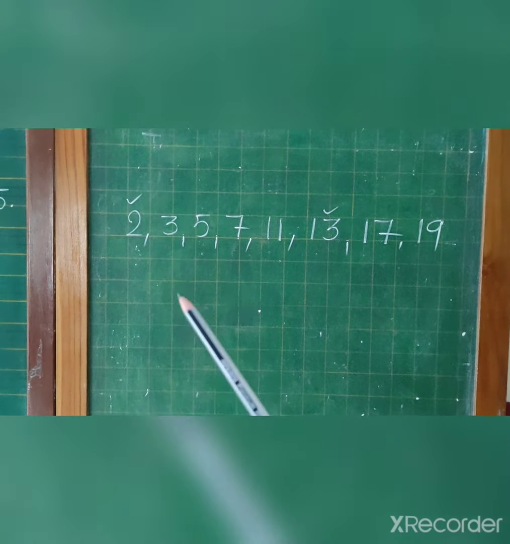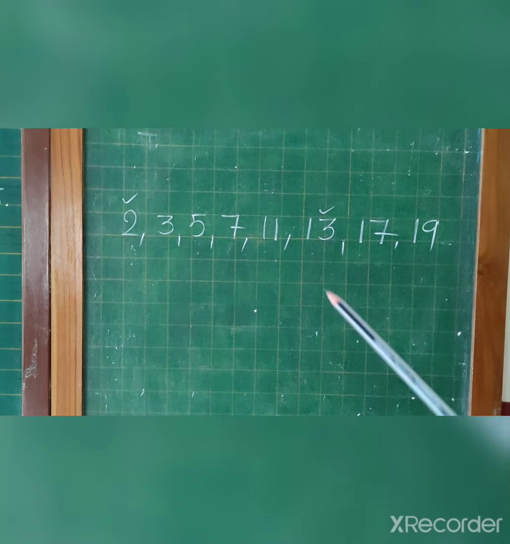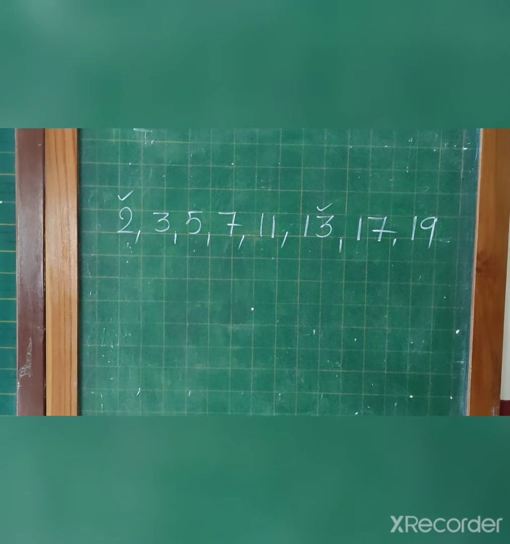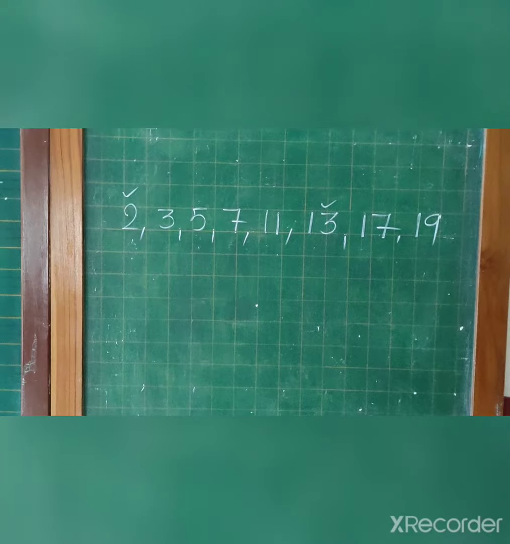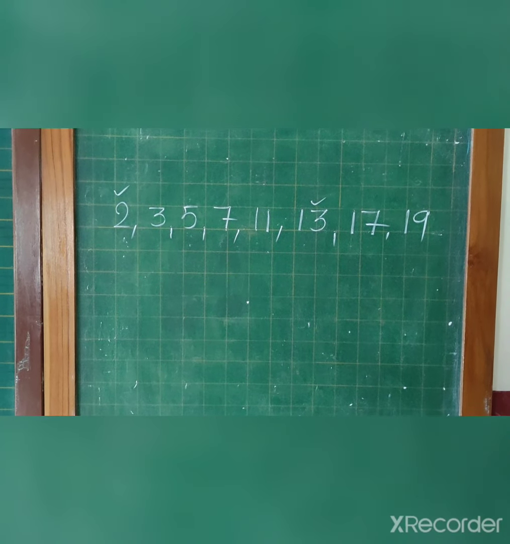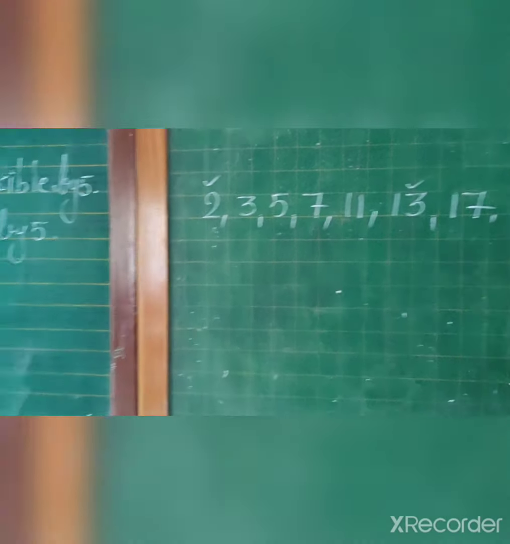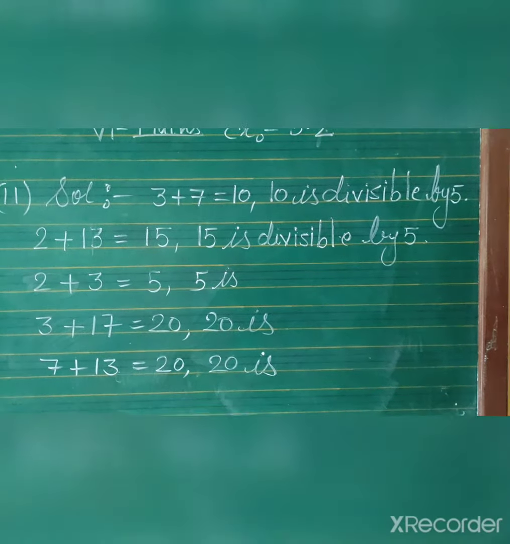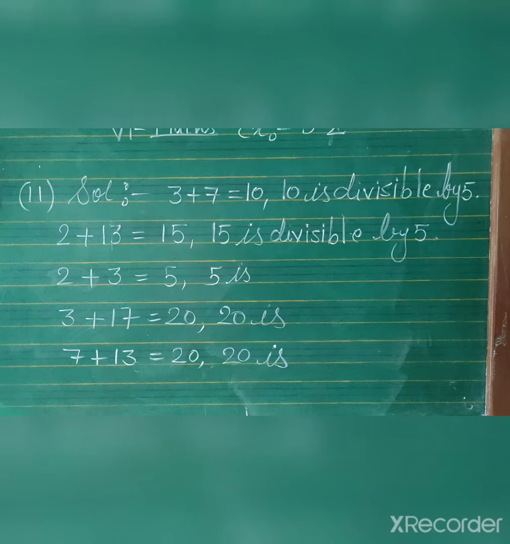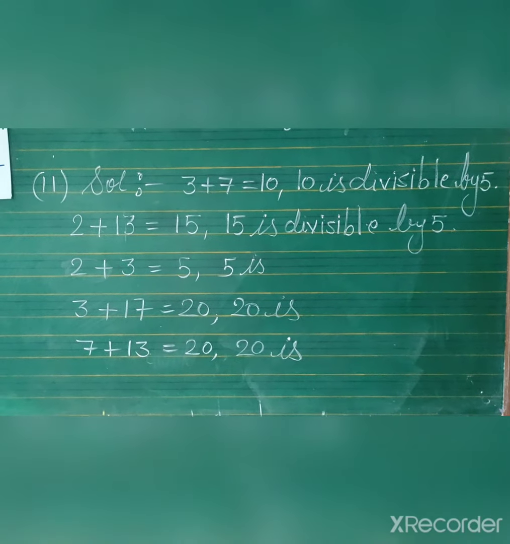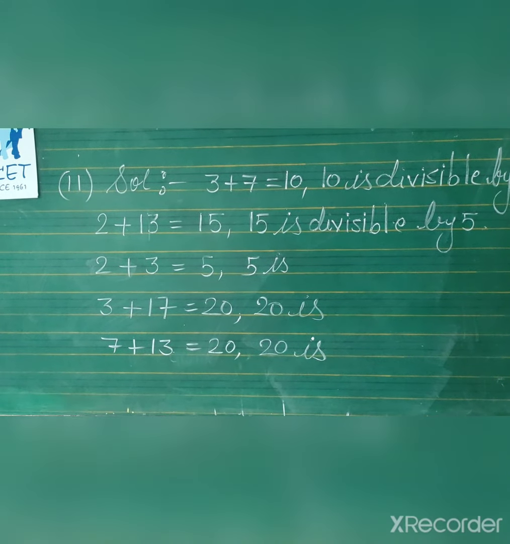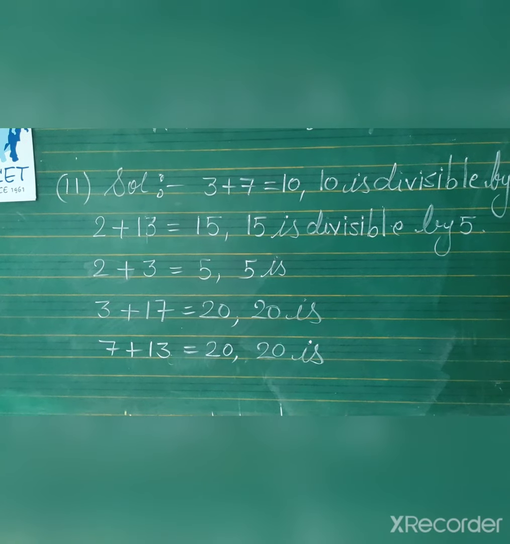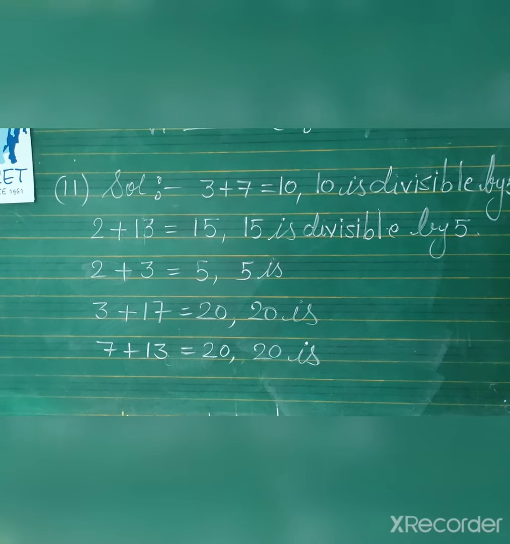Now 5 with 5, what number can we write? No. Now 7 plus 13, we will get the answer 20 and 20 is divisible by 5. So we will write here in this way: 3 plus 7 equal to 10, 10 is divisible by 5. Then 2 plus 13, 2 plus 3, 3 plus 17, 7 plus 13. And one more pair you will find.